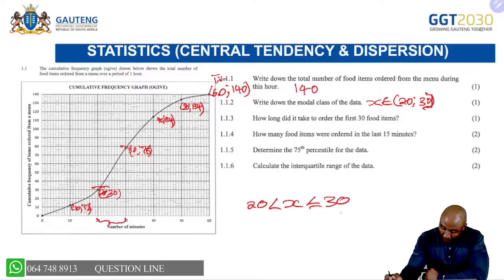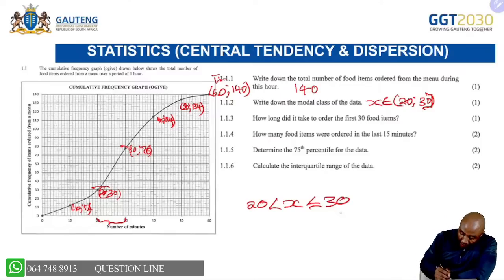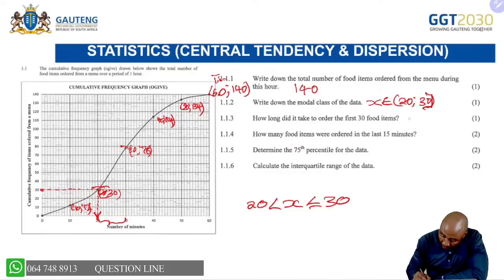Then it says, how long did it take to order the first 30 food items? For the first 30 food items, you are looking at the number of food items. You place your ruler on 30 and draw a dotted line. Where you have 30 intersecting with the graph, you take the value in terms of number of minutes down there, in which case it will be 20 minutes.